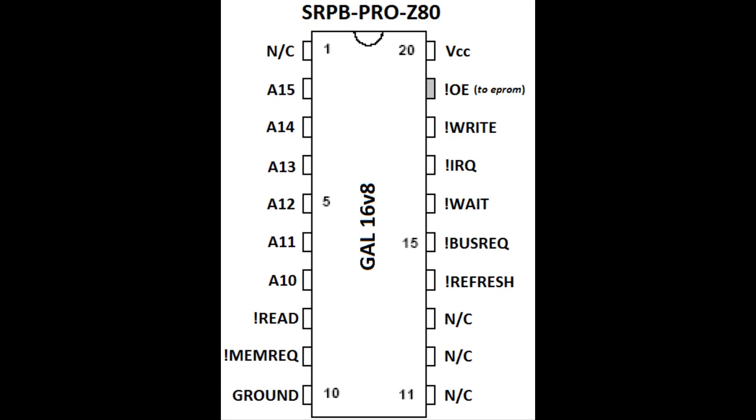And this is the GAL on the SRBP Pro Z80 board and the pinout. And you see that address lines 15 through 10 are run there. So when the CPU accesses these address lines, the GAL will see it. We also see when the CPU asserts not read, not mem request. We also have not write, not IRQ, not wait, not bus request, not refresh. Now we really won't use these ones. We're going to use A15 through 10, not read, not mem request, not this one right here, not output enable. So all of these except for not output enable and the VCC and ground and the ones that are not connected are inputs.